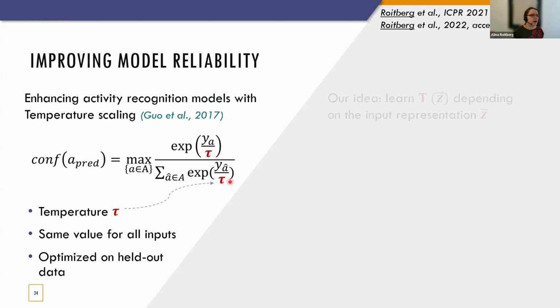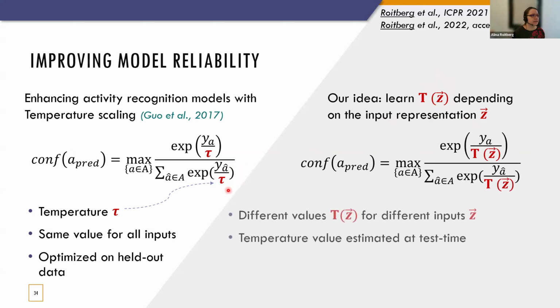Here our idea was to not learn a single parameter tau, but instead to learn to infer T of Z depending on the input representation Z. Because in classical temperature scaling, you just learn tau, which is a single parameter for all samples. Instead of tau, we learn tau of Z. So we additionally have an input Z, a representation of your input, and we infer an input-dependent parameter T.